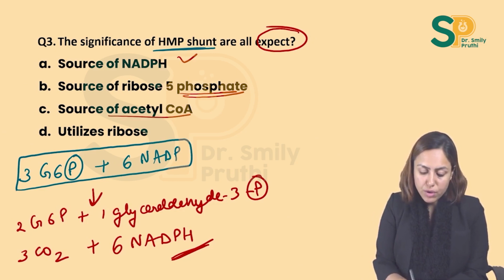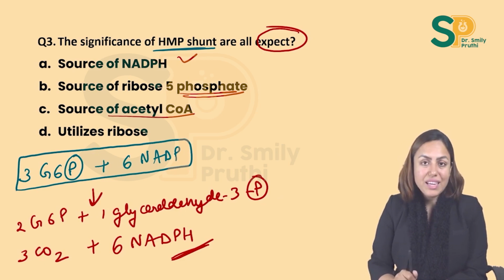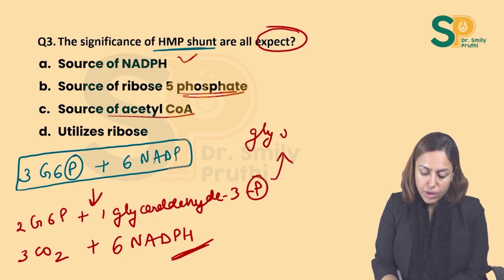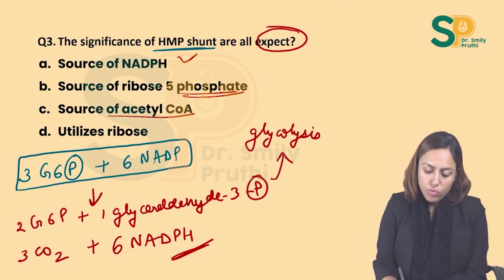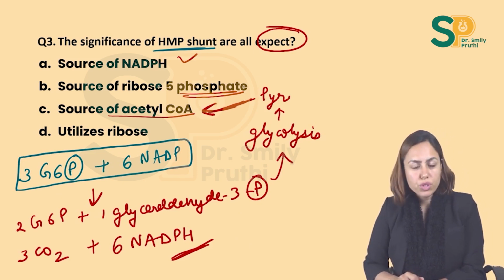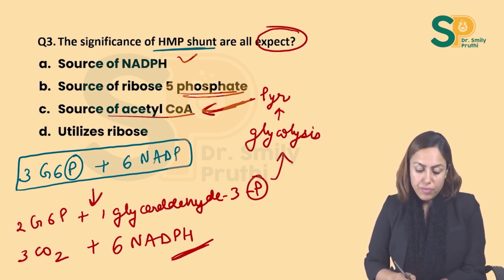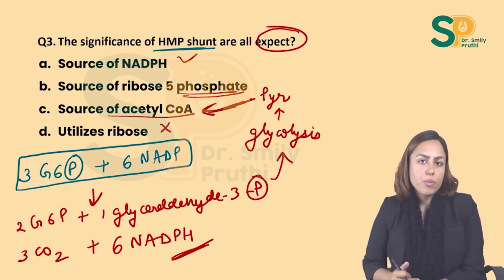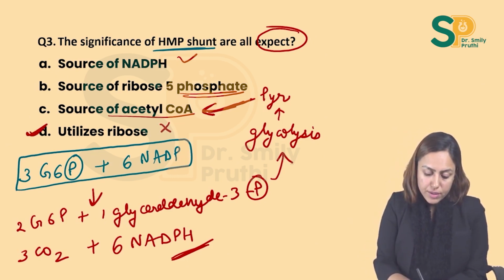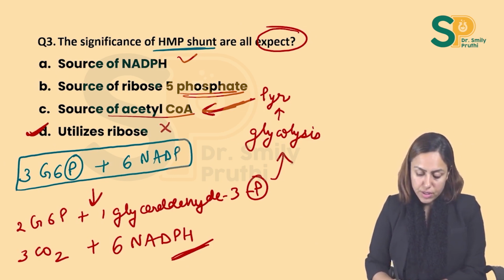Then it is source of acetyl-CoA. How can it be source of acetyl-CoA? Indirectly, because this glyceraldehyde 3-phosphate will enter into glycolysis, as it is the intermediate of glycolysis. Now, via glycolysis, pyruvate will be formed, and from pyruvate, via link reaction, acetyl-CoA will be formed. Okay, so this is also correct. Then option D, it utilizes ribose. No, it will utilize ribulose to synthesize ribose, right? So this is wrong and this is the answer. Okay, so let's see the next slide.